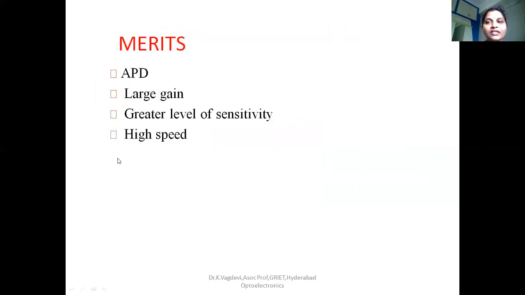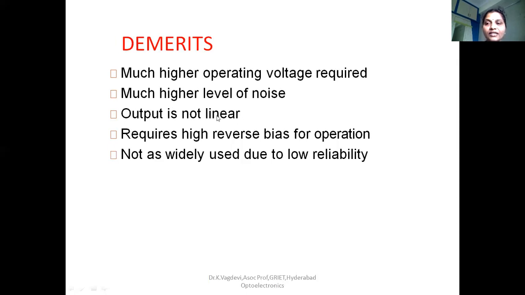So what are the merits of APDs? It can be used as an avalanche photo detector. It has large gain, a greater level of sensitivity and high speed. Whereas the demerits are: a much higher operating voltage is required than the PIN diode, a much higher level of noise, the output is not linear, it requires high reverse bias for operation, and it is not as widely used due to low reliability.